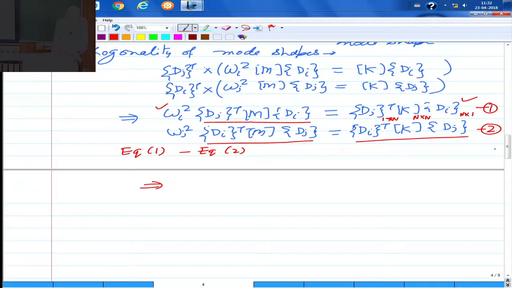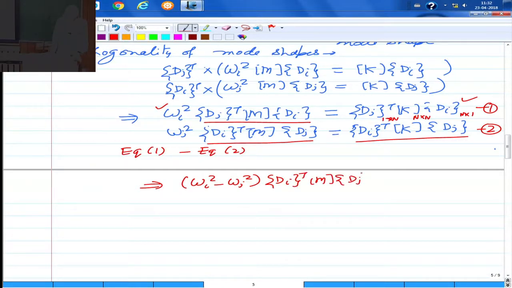But I can write this term same as this term. So when I subtract, what I will have then is omega i square minus omega j square, and then this you can write either this way or this way, both are valid: di transpose m into dj. So what I have done is essentially written the first one as its transpose, so it becomes same as this, and that is taken out here, so you get omega i square minus omega j square. The right hand side actually becomes 0, because these two terms are same when one is written as transpose of the other, so they are essentially same quantities.